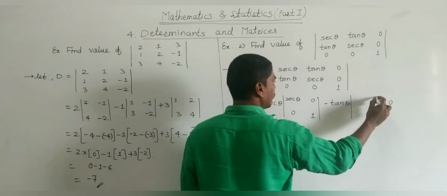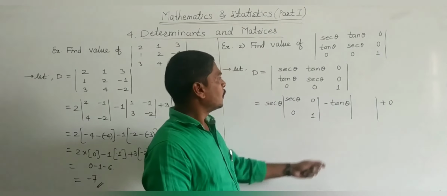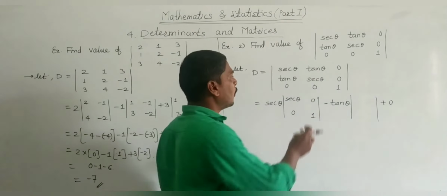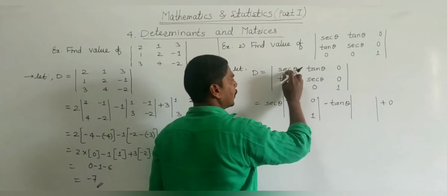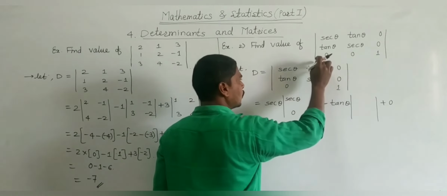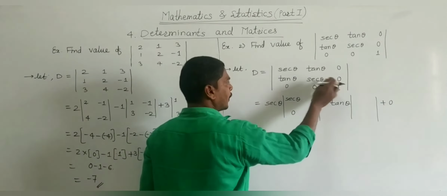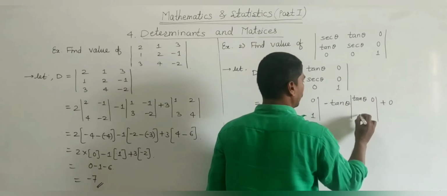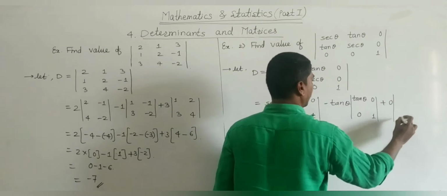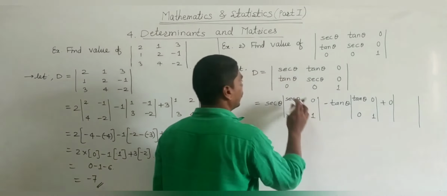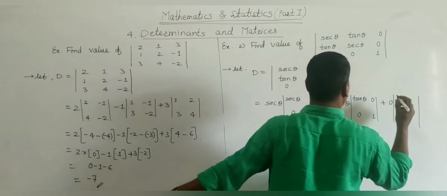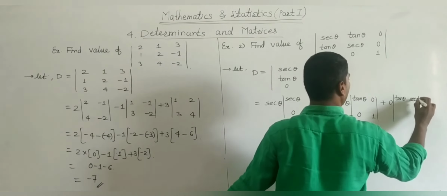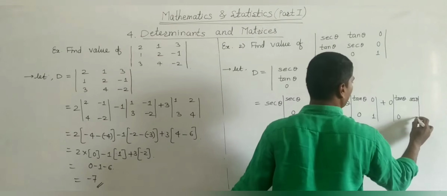Now multiply tan theta by the determinant of those elements which do not belong to the row and column of tan theta. That means the remaining elements tan theta, 0, 0 and 1. And now multiplying 0 by the lower left corner elements: tan theta, sec theta, 0, 0.